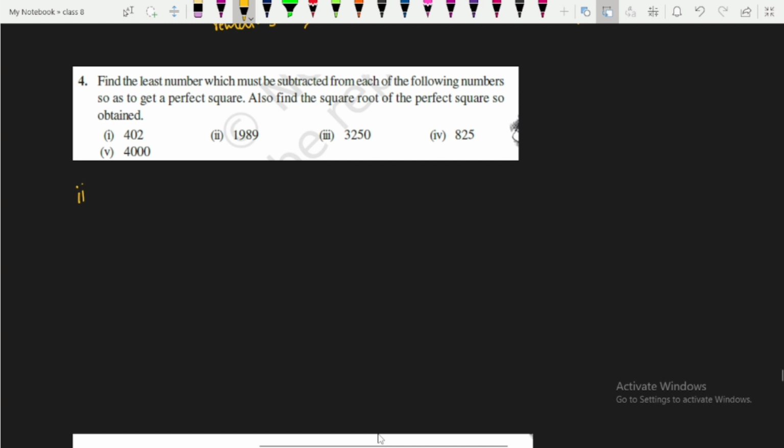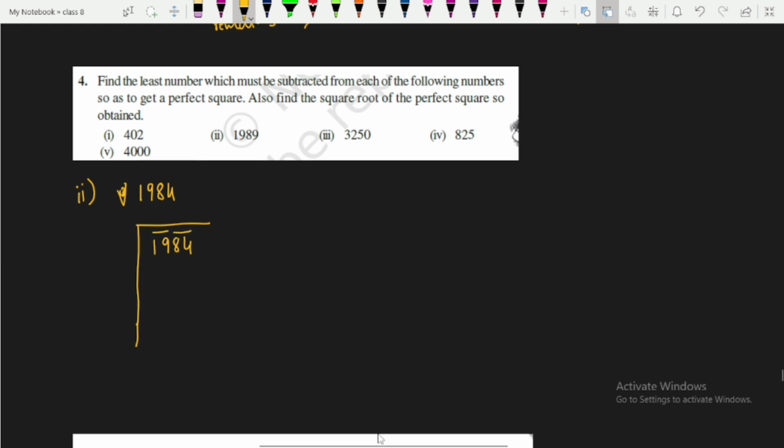What number you are going to subtract to make it a perfect square, and find the square root of the perfect square so obtained, right? So now I want to find 1984. So what number we have to subtract to make it a perfect square, and also find the square root of the number. So same steps you are going to follow. Here you write 1984. So first step you have to put the bar, bar here and bar here.